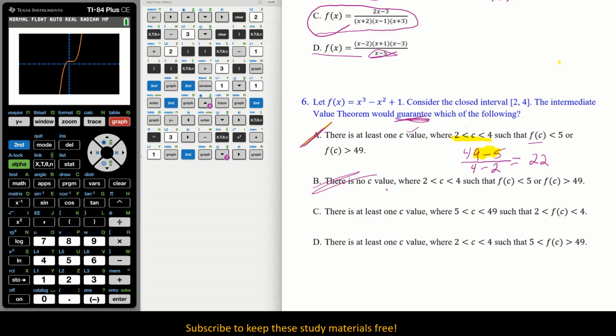Okay, let's look at another one. Oh, and I also don't like this. It says that f of c is less than 5. That's the same as here. We disagree with that. No, it's still the same incorrect situation with the second part of the statement. Okay, let's look at C. There is at least one C value. Okay, check mark on that. Okay, where 5 is less than C and C is less than 49. Oh, I absolutely agree with that. Such that, oh no, I don't agree with that.